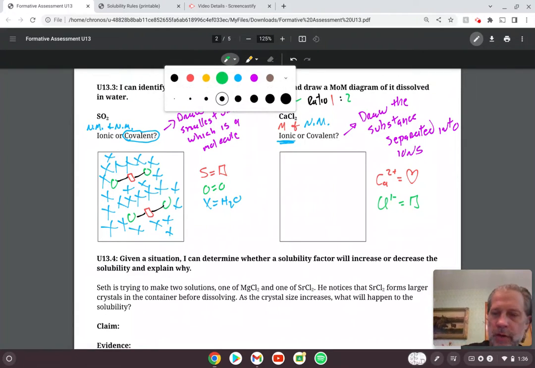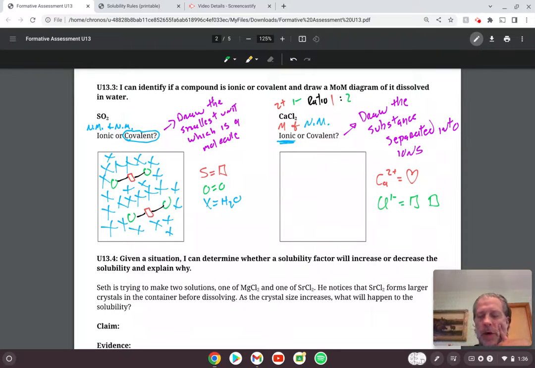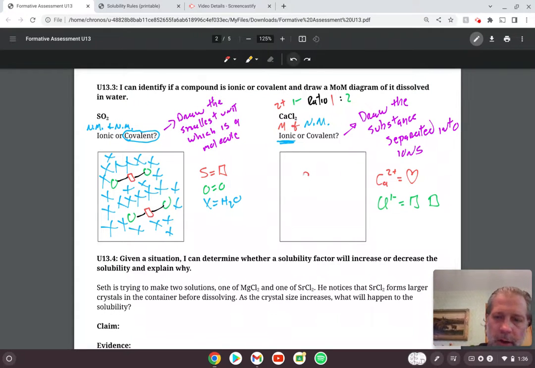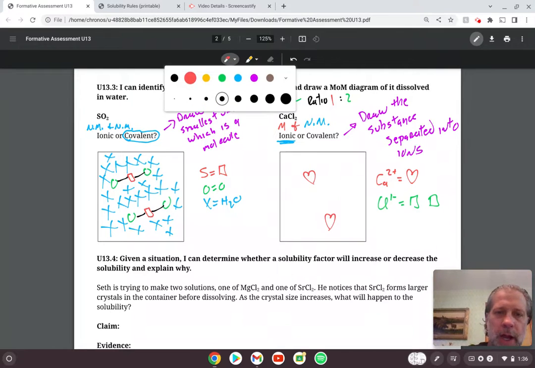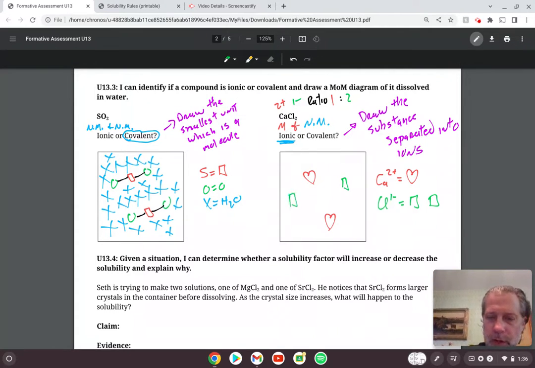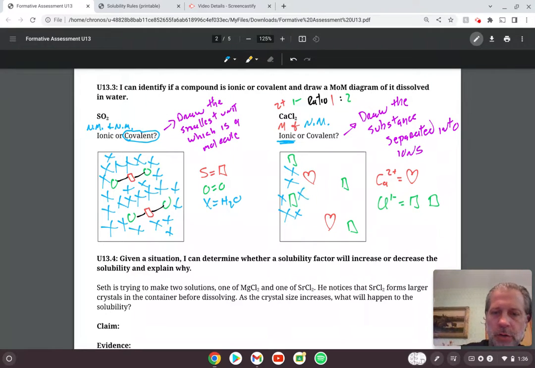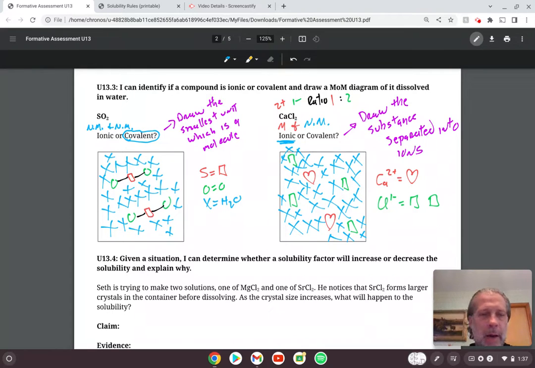So in reality, when I go to draw this, I need to draw at least 2 squares for every 1 heart. So in this case, I'm going to draw my 1 heart. I might draw 2 just to show that there's a lot going on here. But I'm going to draw 2 squares for the first heart and another 2 squares for the next heart. And then we're going to surround all of that individually with water. And note that I did not draw a bond in between the hearts and the squares because these are now ions that have been surrounded by water and not molecules.